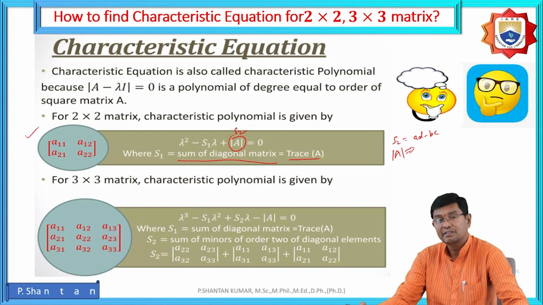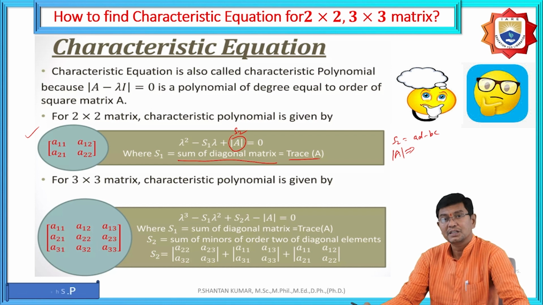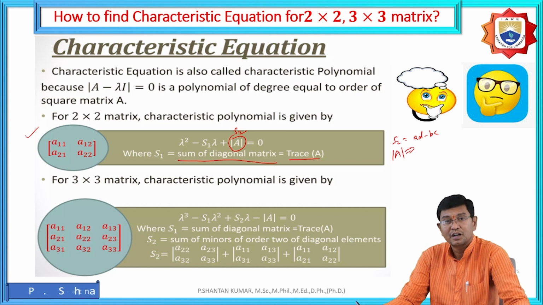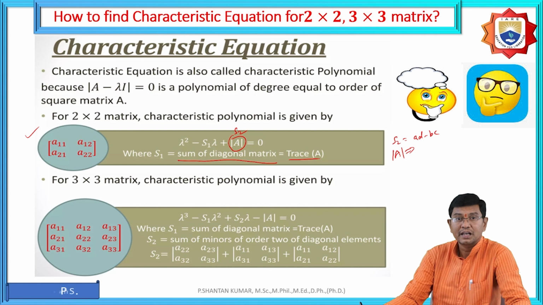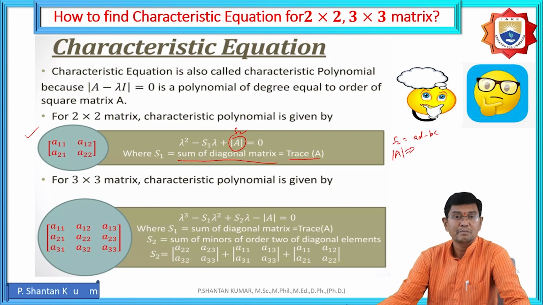For the 3 by 3, we need the third order equation, that is lambda cube minus s1 lambda square plus s2 lambda minus s3 equal to 0. And moreover, as in the previous sessions, s1 is the sum of the principal diagonal elements, that is the sum or trace of the matrix, and s2 is the sum of the minors of the diagonal elements, and s3 is the determinant of the matrix.